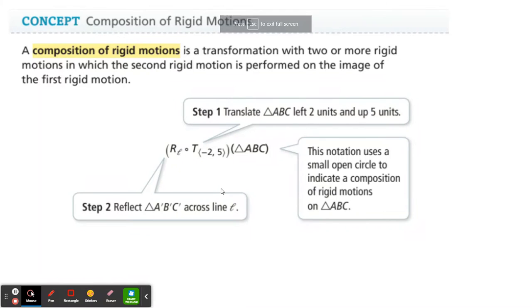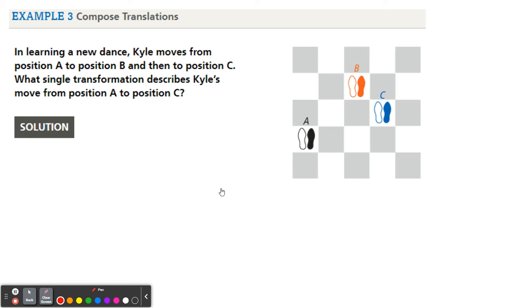Right, so back at it here with our translations notes, video 2. Let's use this example. It says, in learning a new dance, Kyle moves from position A to B and then to C. What single transformation describes Kyle's move from position A to position C? Let's break it down into 2 steps and then we'll go to 1 step.